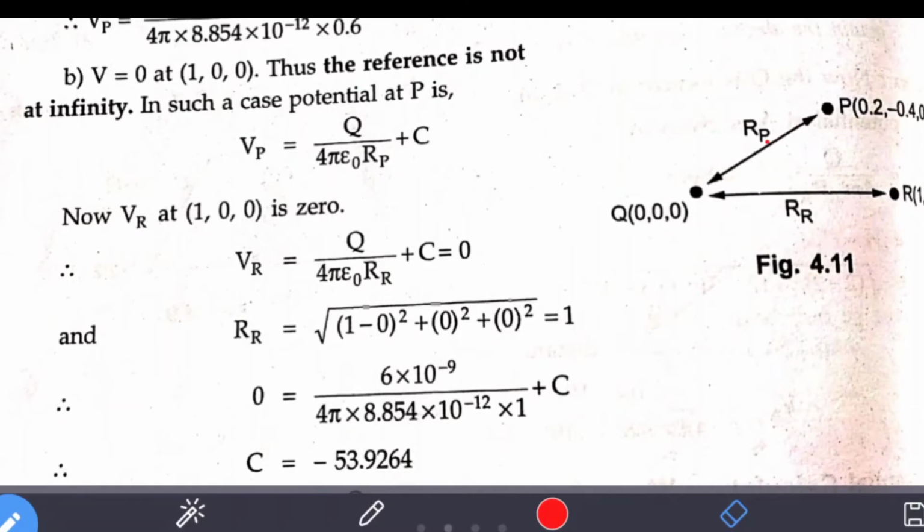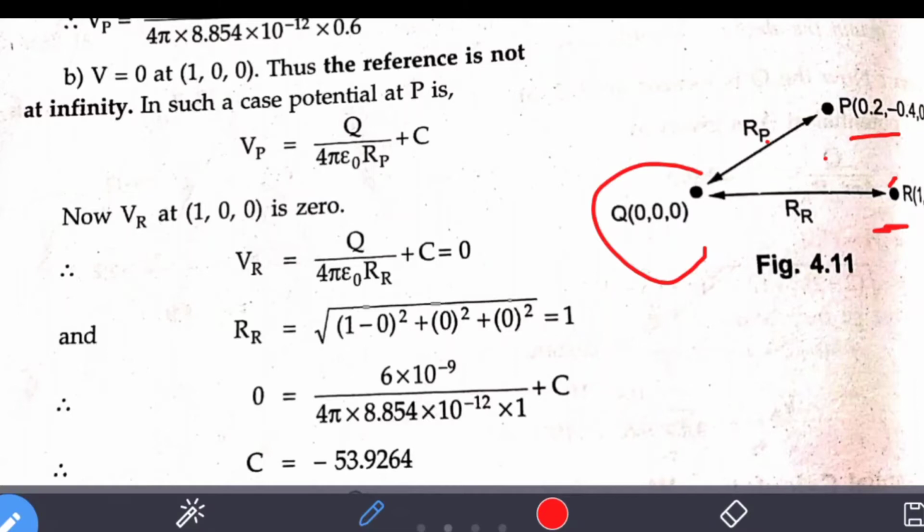The B bit is V equal to 0 at (1, 0, 0). The charge is located at the origin, the point P is located as before, and another point R we consider as (1, 0, 0). Now the distance from the origin to point P is with coordinates (0.2, -0.4, 0.4). The point P is located as previously. Now another point is (1, 0, 0). Now what is the potential?